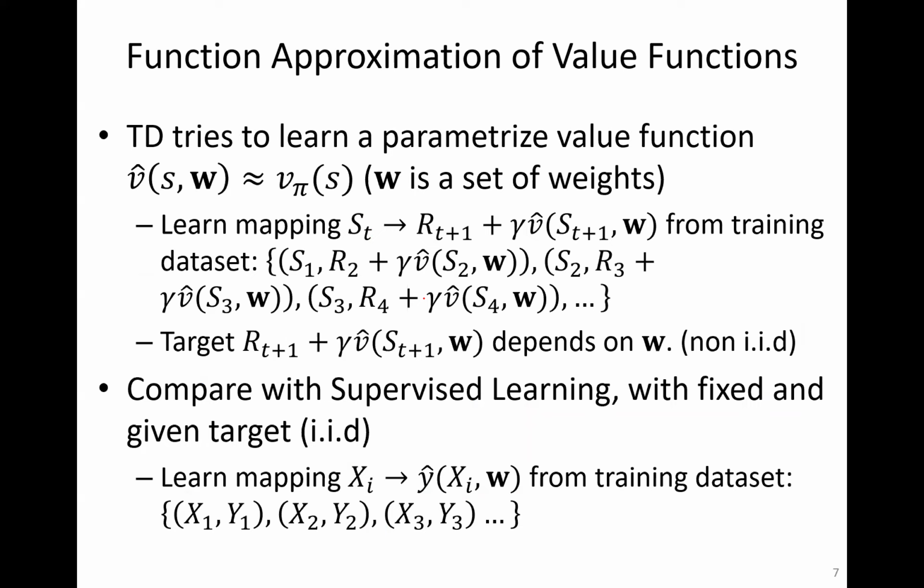Also we can use TD. TD uses a parameterized value function to approximate the true value function v pi, and you're trying to learn a mapping from a state to the target value, which is the next step reward plus gamma times the next state value. So now the target is dependent on W. It's non-IID, independent and identically distributed.